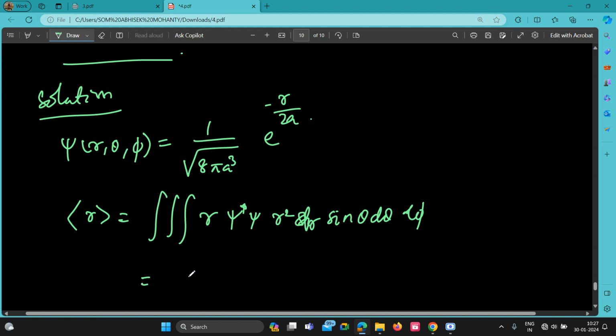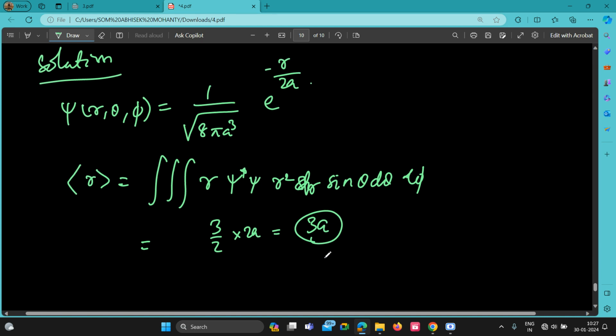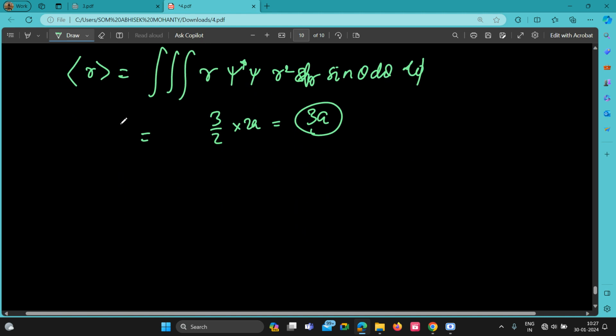So this can be calculated to be 3 by 2 into 2a. If we just put the values here, that will be 3a. So this is the mean distance. And the most probable distance will be what?